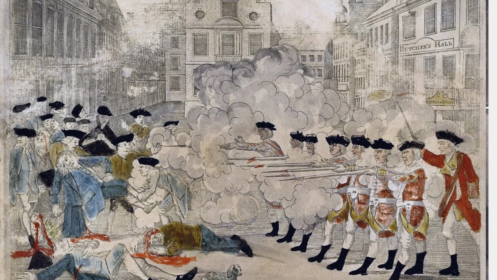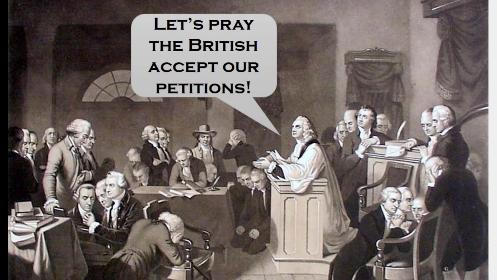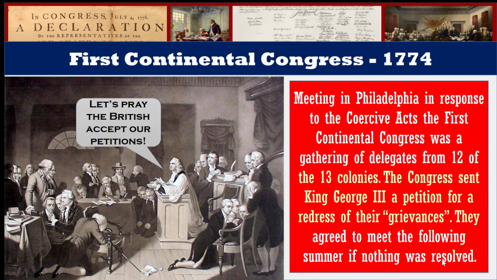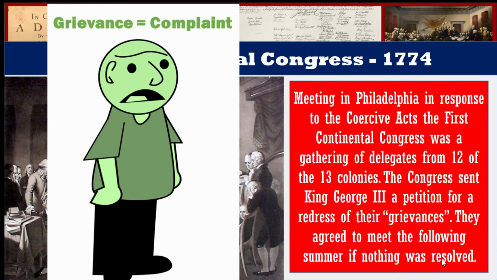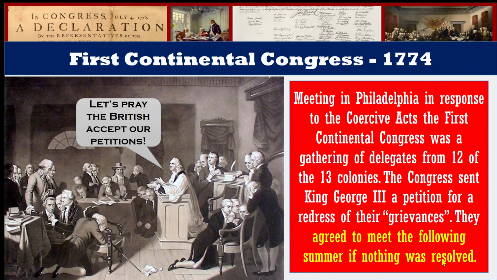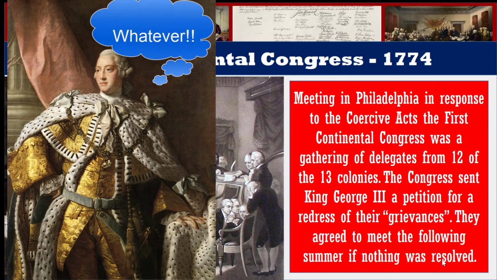So the First Continental Congress wanted to resolve things peacefully and sent King George III a petition for a redress of their grievances. And grievances, as you remember, are complaints. Before the delegates returned home, they made plans to meet the following summer if nothing was done. And, well, King George, of course, blew off their petition.